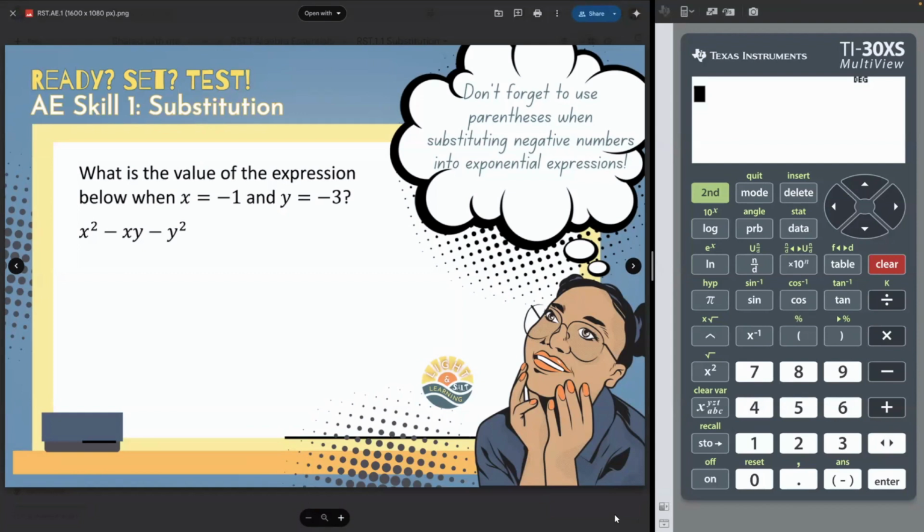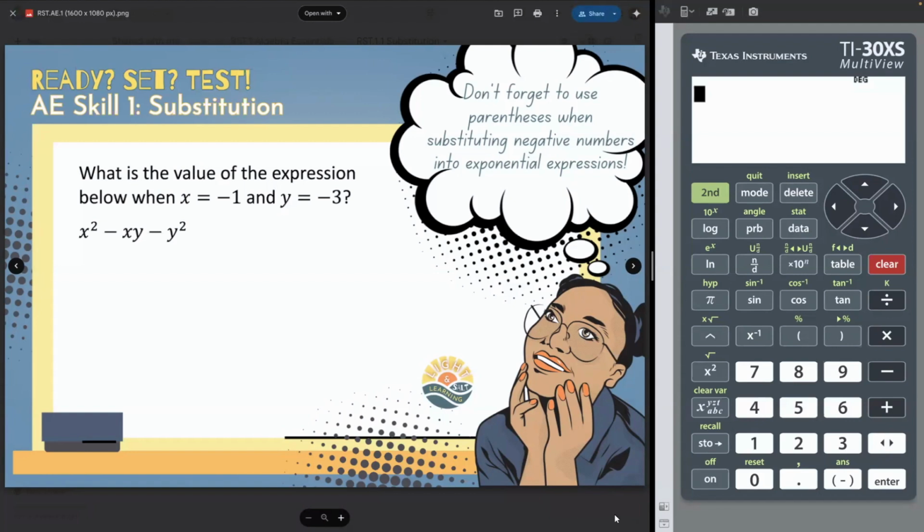Problem says, what is the value of the expression below when x equals -1 and y equals -3? And then we see this kind of ugly little expression, x squared minus xy minus y squared. Now, before you panic, notice what good news we have.